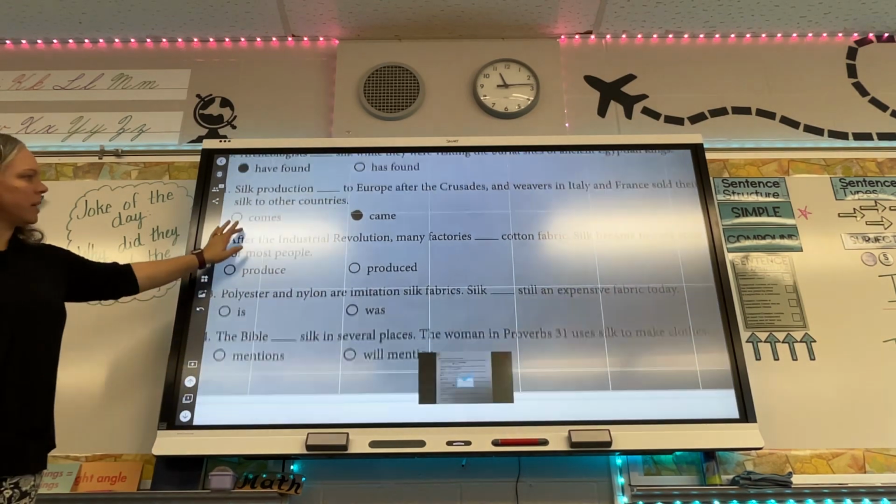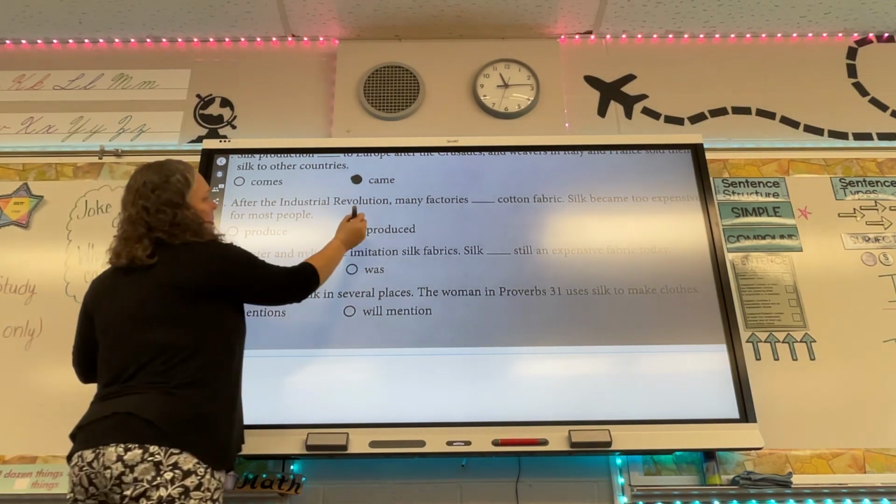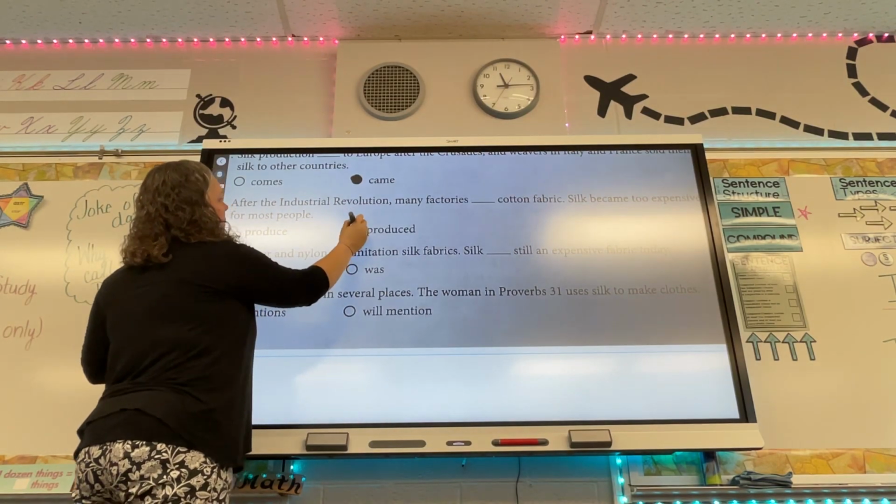Let's pull this up so we can see the remaining ones. Number 12. After the Industrial Revolution, many factories blank cotton fabric. Silk became too expensive for most people. Grayson? Good. Many factories produced.